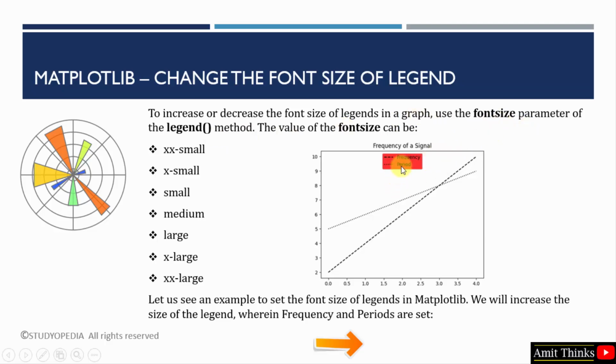So here is your legend. We saw how to change the background color. Now we can also resize the font size. We can increase or decrease it. Under the legend method, use the font size parameter, and within that add any of these values. If you want a smaller size, use the following. If you want a medium size, use medium. If you want a large size, larger than the medium size, then use the following. Let us see an example to understand it in a better way.